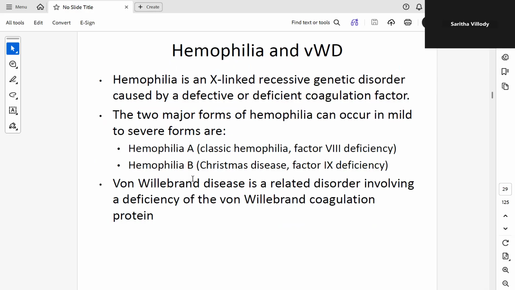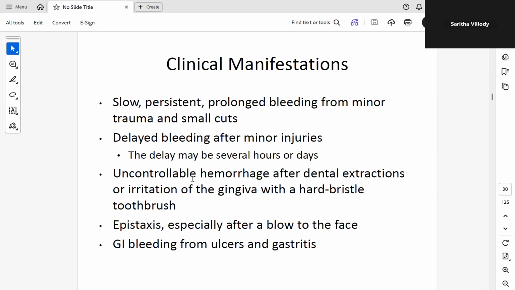What do we see as clinical manifestations? So clinical manifestations and complications include very slow, prolonged bleeding from minor trauma and small cuts. And then sometimes there is delayed bleeding after minor injuries. Patients might have uncontrollable hemorrhage after a small procedure like dental extractions. The bleeding would not stop.